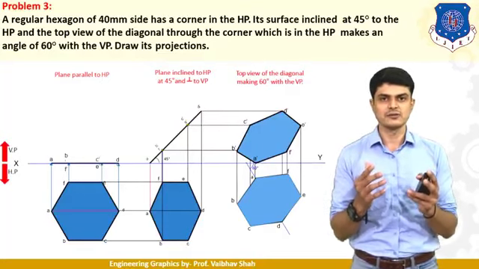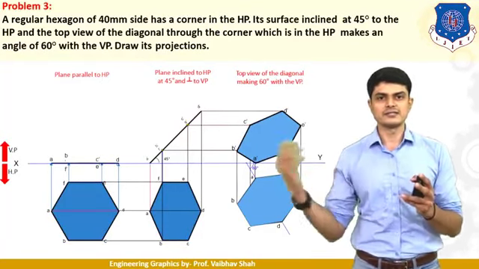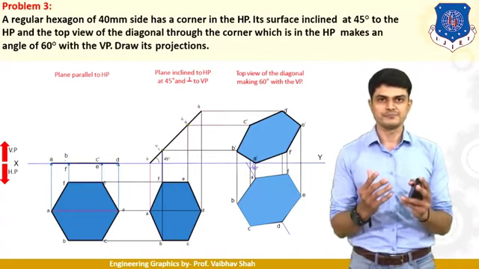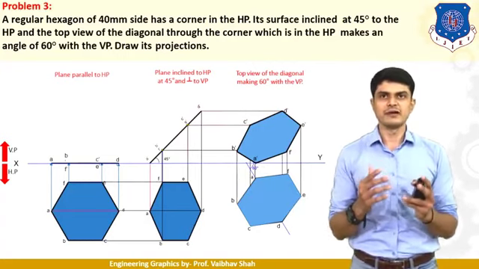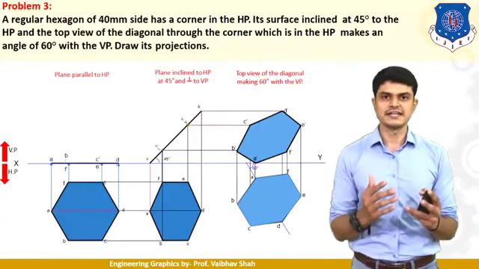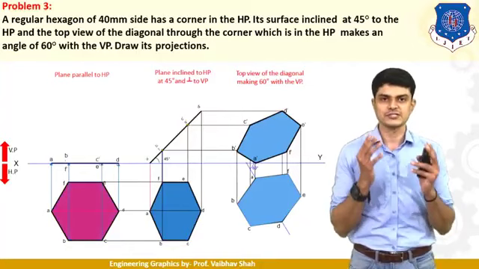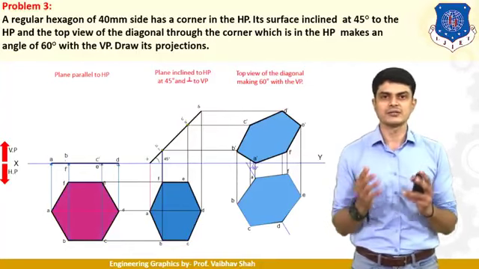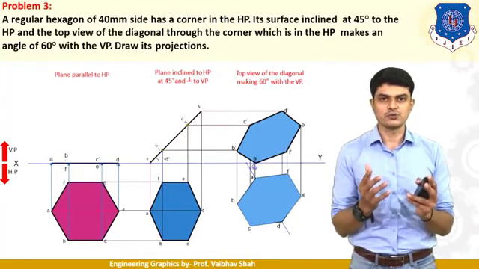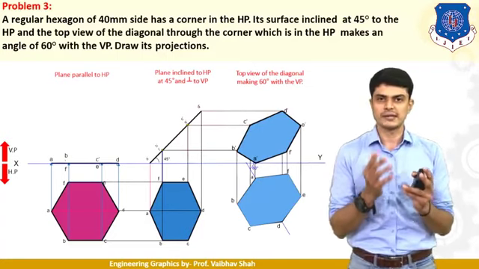That means the hexagon has a corner on its left hand side in your drawing sheet. Then we have one data with respect to HP and another data with respect to VP. So let us start drawing the hexagon. You should draw the hexagon in such a way that you have the corner on the left hand side. For that, you need to draw a circle of 40 mm radius.